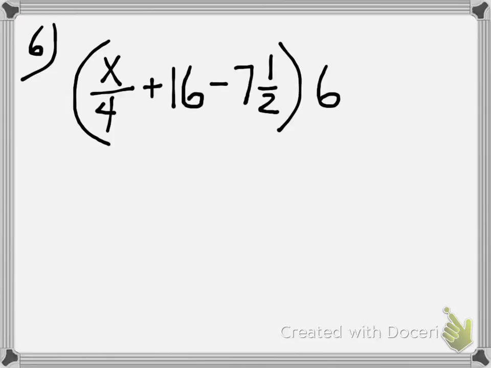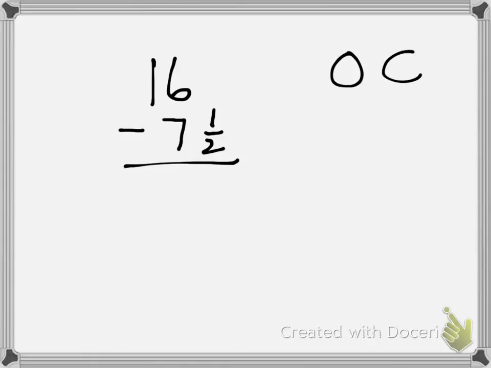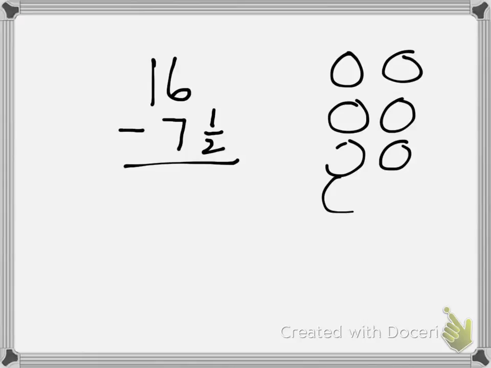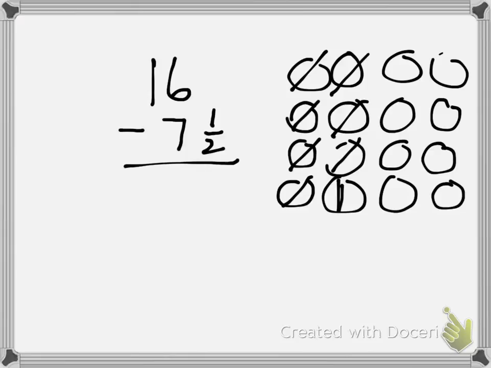Now, we're going to go ahead and simplify what we can simplify, which is this part right here, 16 minus 7½. So if we do 16 minus 7 1/2, we're going to have, first of all, a total of 16. So we're going to get rid of 7½. So 1, 2, 3, 4, 5, 6, 7, and then get rid of half. So that leaves us with 1, 2, 3, 4, 5, 6, 7, 8 1/2.